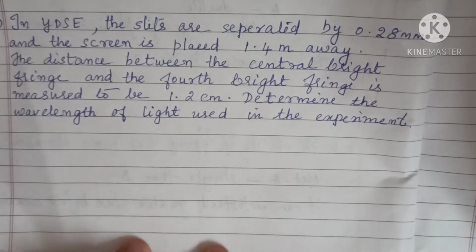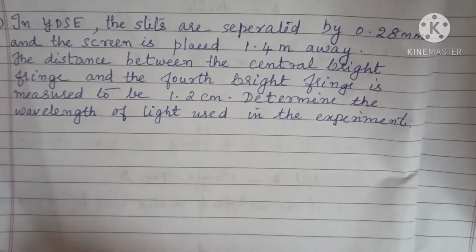Now the second question. In YDSE, what is YDSE? Young's double slit experiment. The slits are separated by 0.28 millimeter and the screen is placed 1.4 meter away. The distance between the central bright fringe and the fourth bright fringe is measured to be 1.2 centimeter. Determine the wavelength of light used in the experiment.